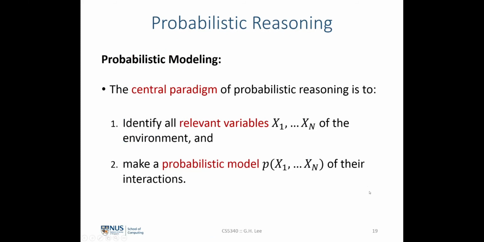So far we have looked at the definitions of random variables and probabilistic distributions. We'll now look at the central paradigm of probabilistic reasoning, which is to identify all relevant random variables x1 to xn of the environment and make a probabilistic model, which we denote as the joint distribution, or the probability distribution of all the random variables that models the interactions.